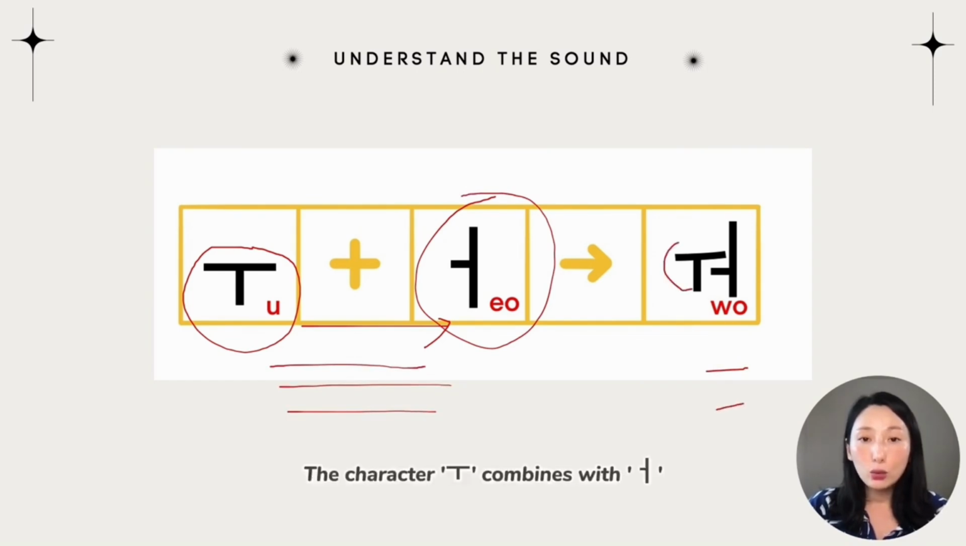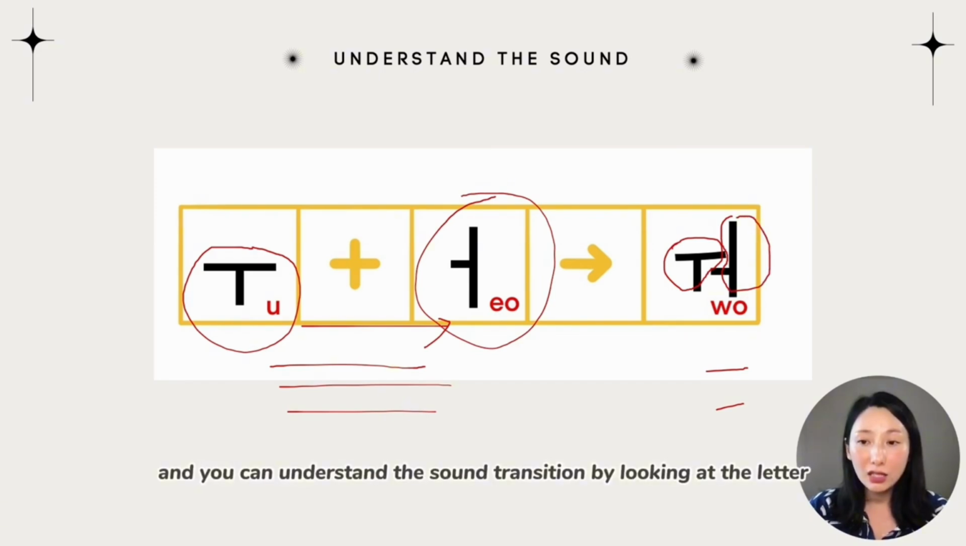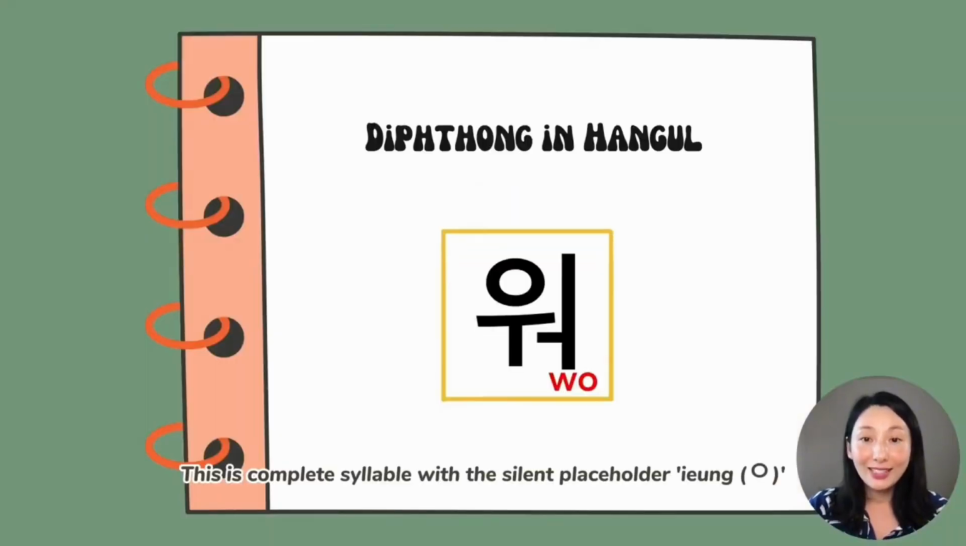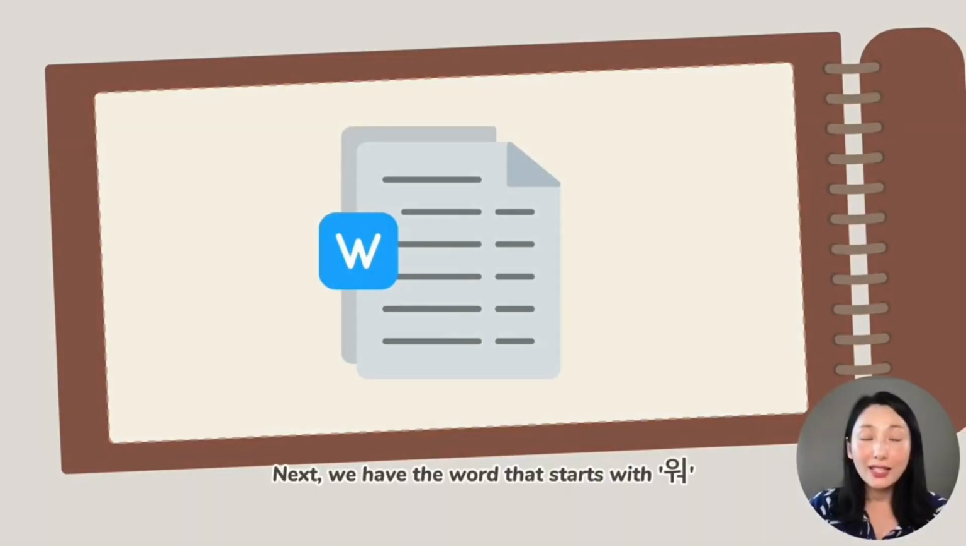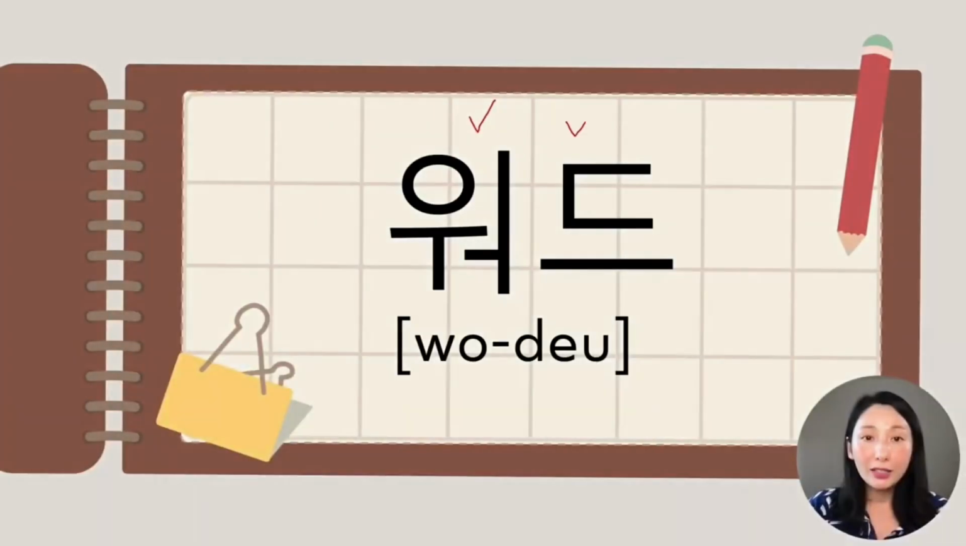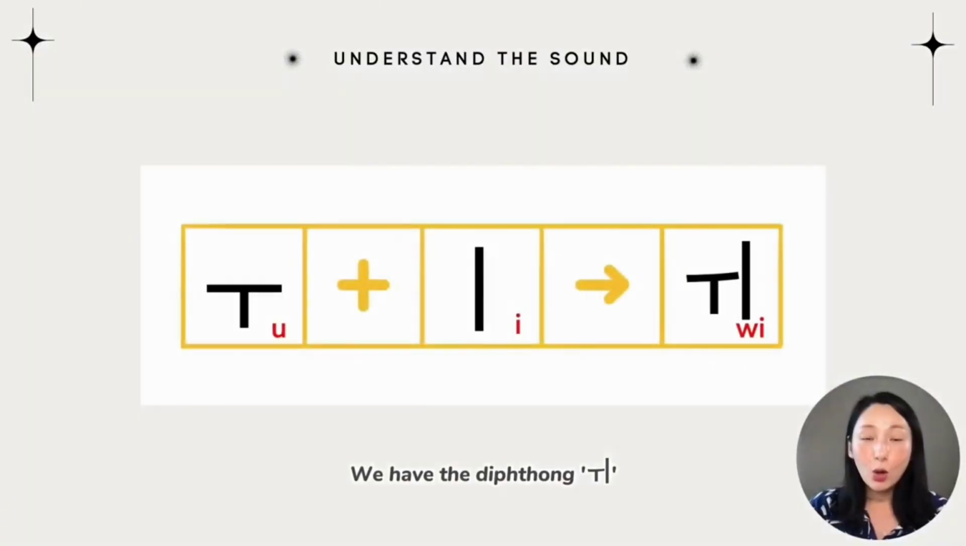The character u combines with a. So it's visually very straightforward, and you can understand the sound transition by looking at the letter. This is a complete syllable with a silent placeholder 이응, 워. Next, we have the word that starts with 워: 워드. 워드 is Microsoft Word.